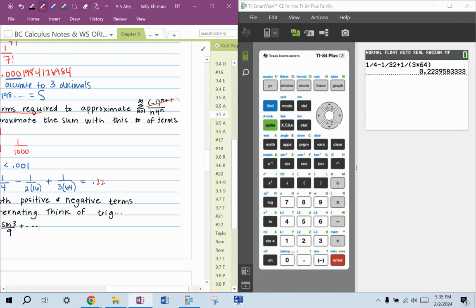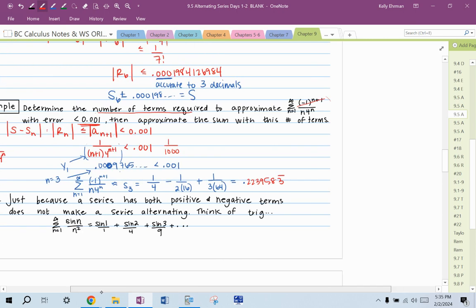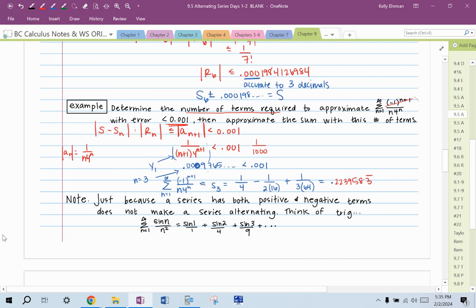So 0.2239583 repeating. That's what we're saying the sum is, a pretty close approximation. If we wanted more accuracy, then we would have to add more terms. It makes sense that the more terms you include, the closer to the sum you will be.